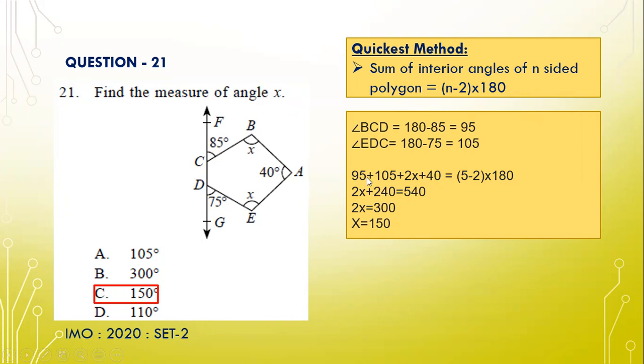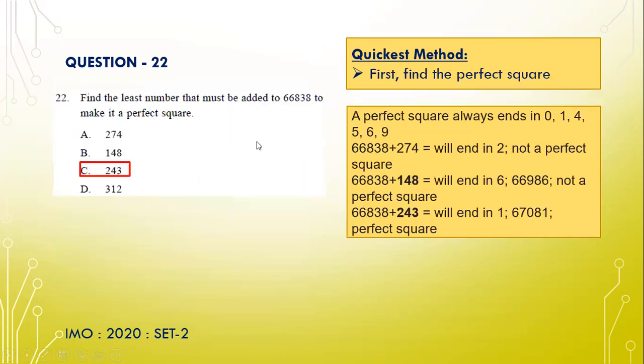So 2x plus 95 plus 105 plus 40, that is 240. 2x plus 240 is 540. 2x is 540 minus 240, which is 300. So x will be 150. This x is 150 degrees.